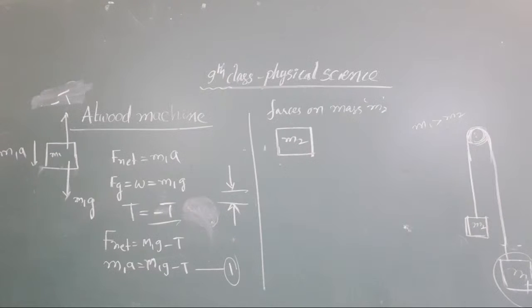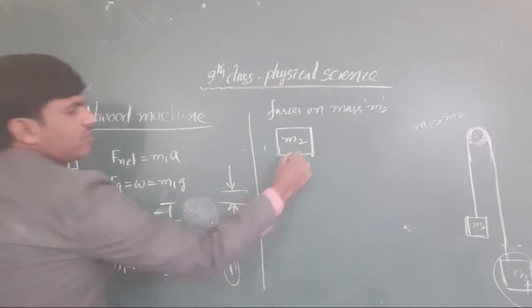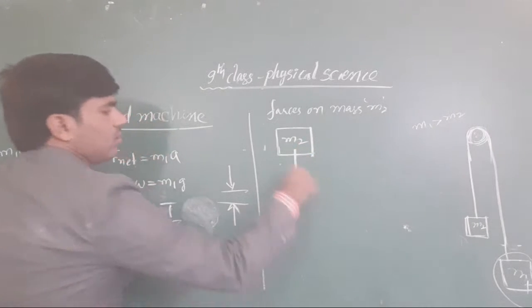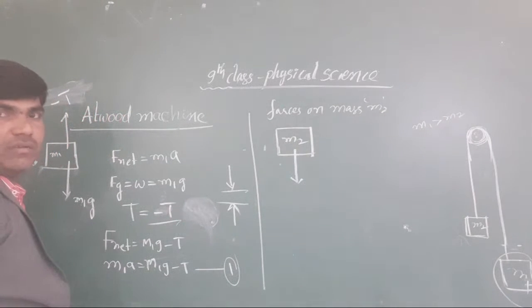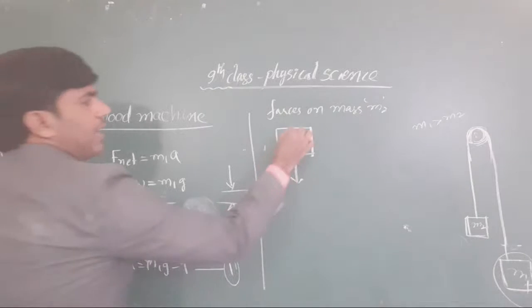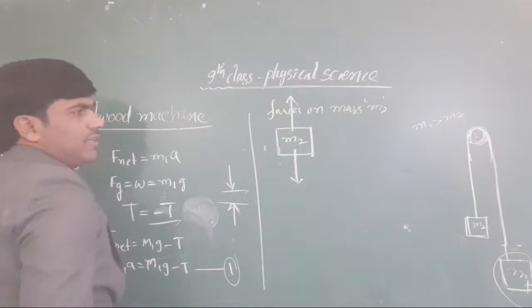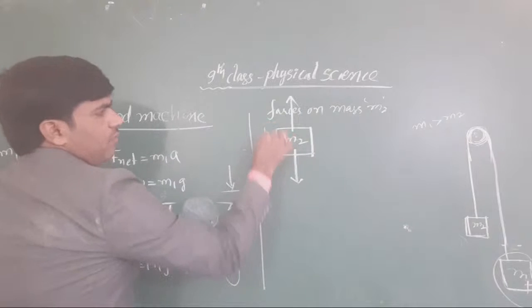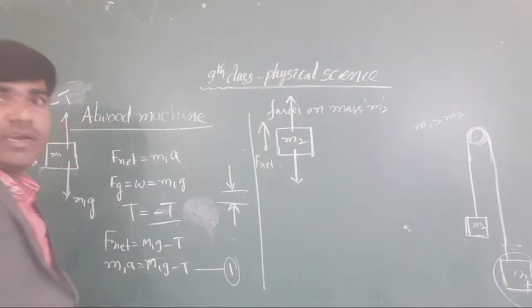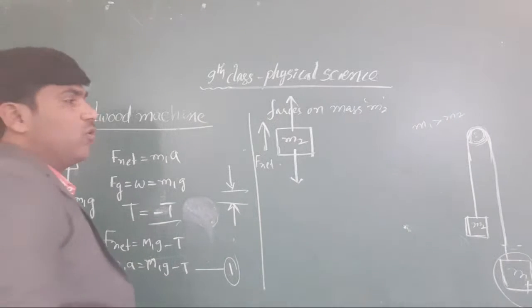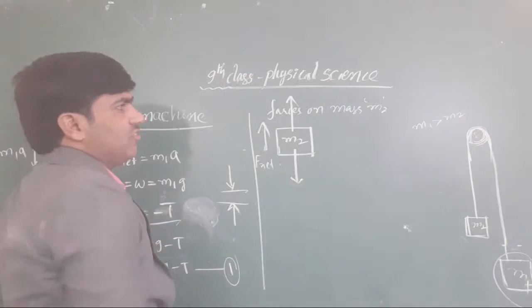Here, what we are taking here, forces on m2. There is a weight force working downward, as well as a tension force working in this direction, and our net force is also working along the tension direction only. And the net force is also working along the tension direction only.